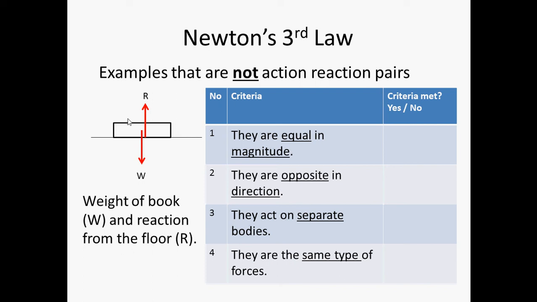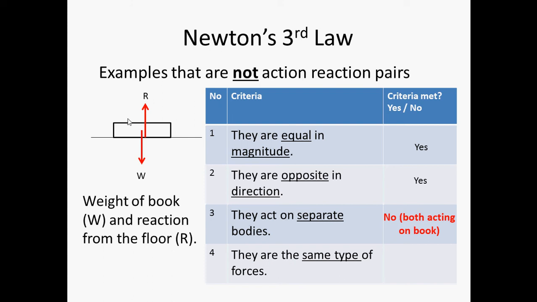Now, of course, they are equal in magnitude because these two forces have to be equal in order to balance each other out, and there is no resultant force. That's why the book is at rest. They are obviously opposite in direction because one is pointing up, the other one is pointing down. Unfortunately, they do not act on separate bodies.